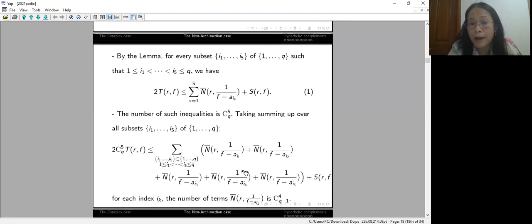So after adding all of them together, in the left hand side we have 2Q choose 5, and then in the right hand side, what happened? In the right hand side here, for one index ij, we can see it appears only (Q minus 1) to the 4 times. So in the right hand side, we can review a little bit here.